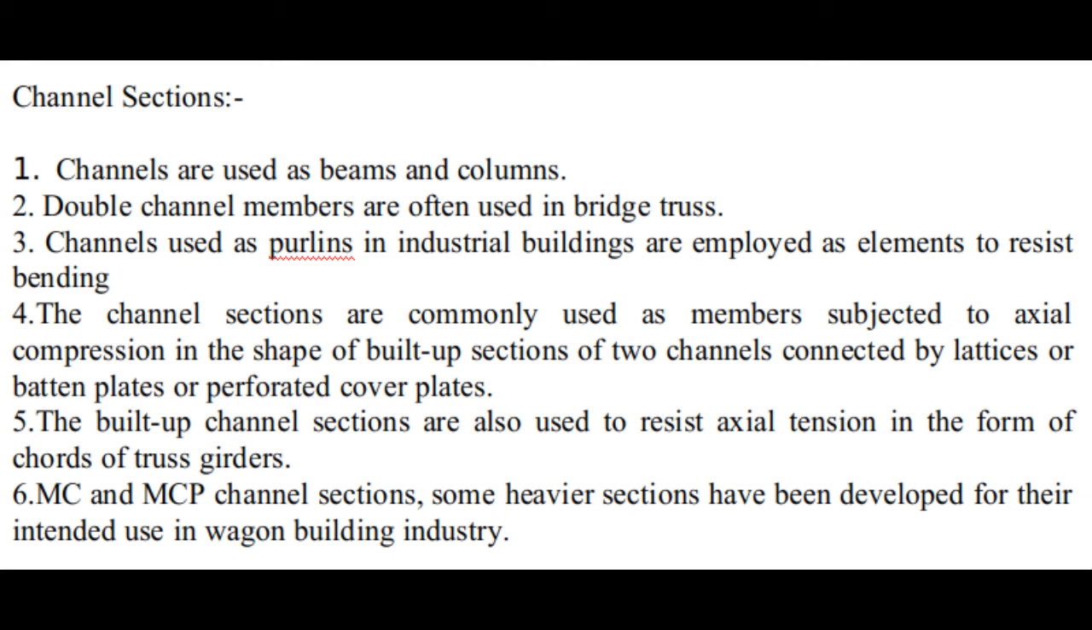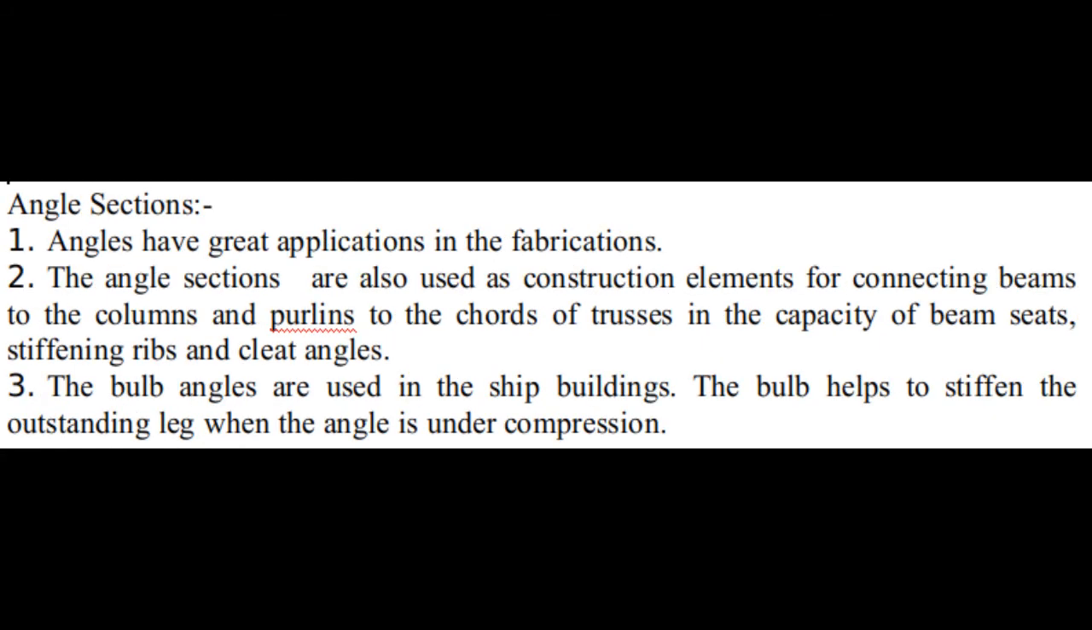Next is the angle section. Let us see where it is used. They have great applications in fabrication. They are used in construction elements for connecting beams to columns and purlins to the chords of trusses, in the capacity of beam seats, stiffening ribs and cleat angles. Bulb angles are also used in ship building. You remember bulb angles means ISBA. They also help to stiffen the outstanding leg when the angle is under compression.